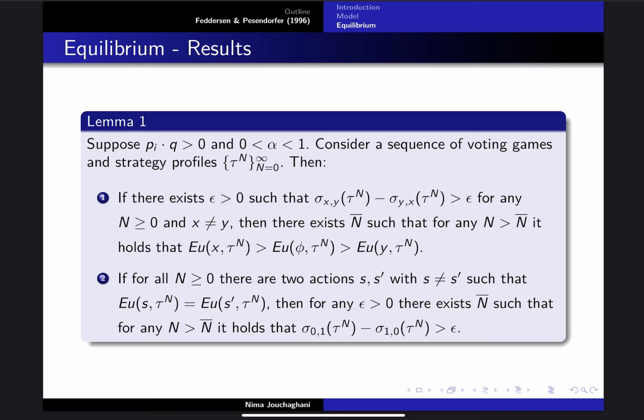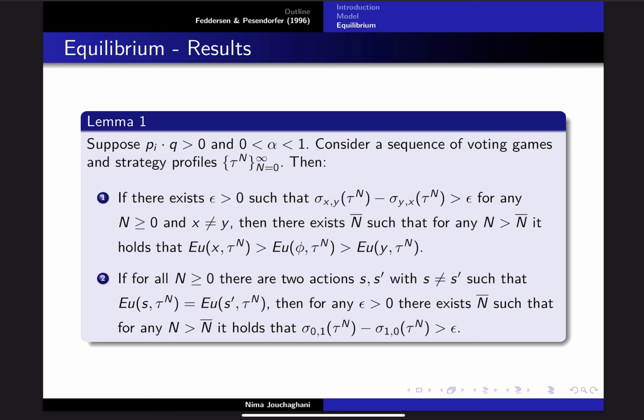Before we come to the main results, we have some intermediate results which help us to prove the main results of the paper. So this is lemma 1. Let's assume that the probability of some individuals being of independent type times the probability of some individuals being informed is strictly larger than 0. Basically, this means that both terms should be strictly larger than 0.